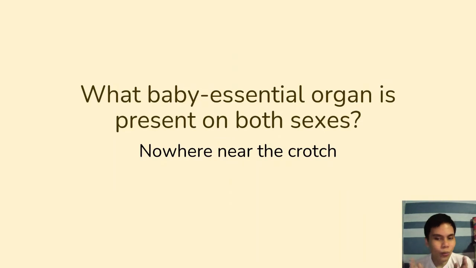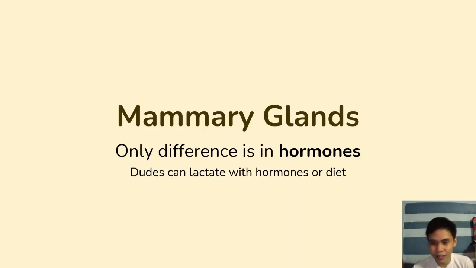All right. So next, what essential organ is present on both sexes, but is nowhere near the crotch? So part of the reproductive system is actually the mammary glands. Now the only difference between guy mammary glands or breasts and girl mammary glands or breasts is in the hormones. For girls, their hormones, specifically estrogen and progesterone, actually develop the mammary glands so that they become larger so that they can produce milk when they become pregnant.